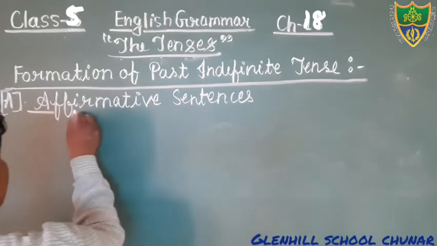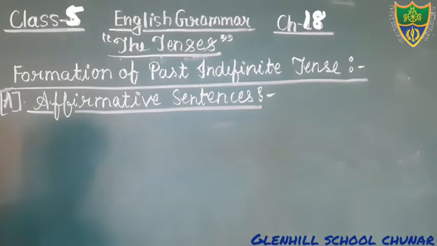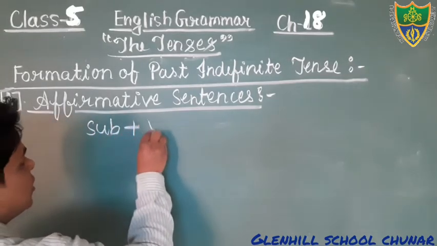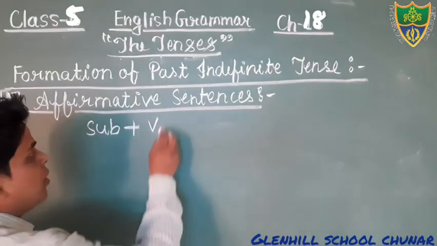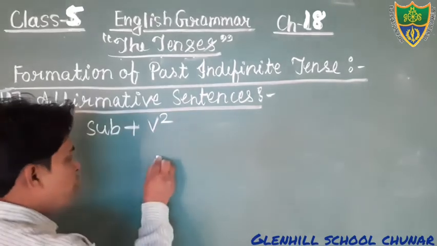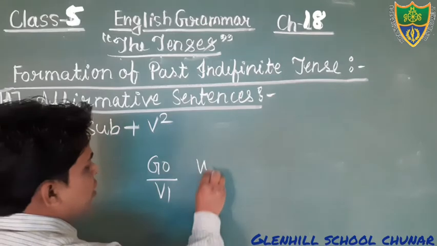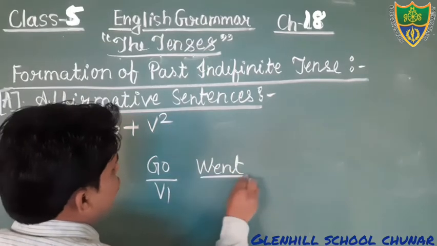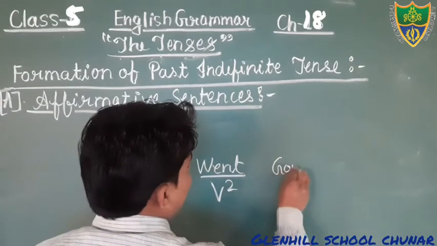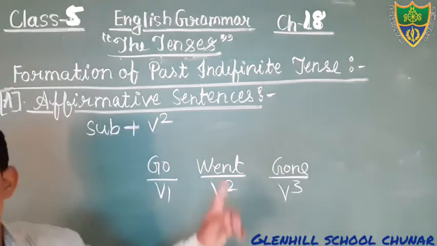Just see students, in affirmative sentences, what would be the structure? There will be the subject, and after that the second form of the verb. Second form of the verb means the past form of the verb. Suppose that go is your main form, that is V1. Went is your second form, and gone is your third form of the verb, or you can say the past participle form.